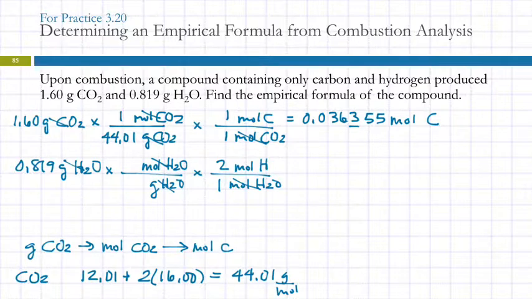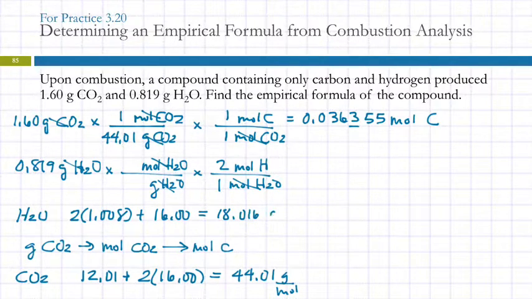Then we need the molar mass of water. I know what it is, but we'll calculate it anyway. 2 times 1.008 plus 16 is 18.016 grams per mole. So 1 mole of water weighs 18.016. 0.819 divided by 18.016 times 2.